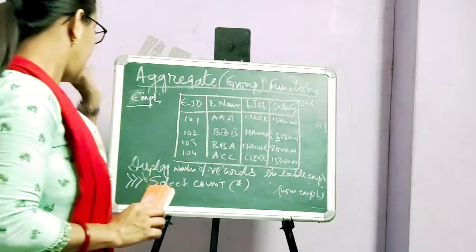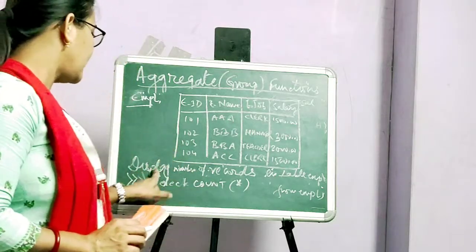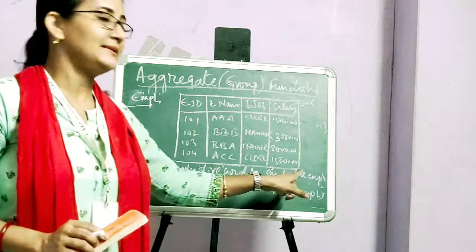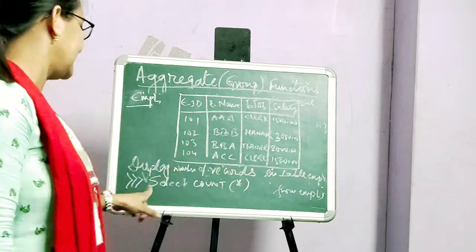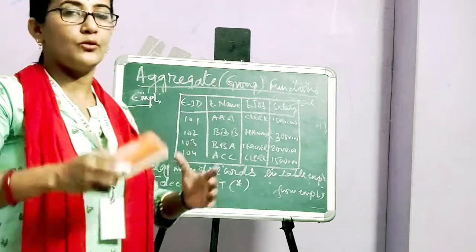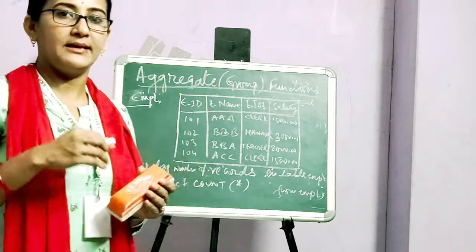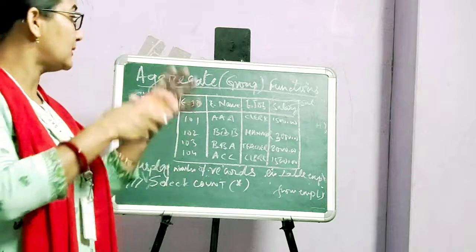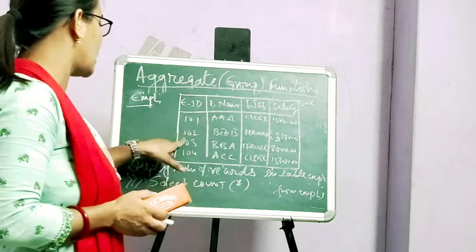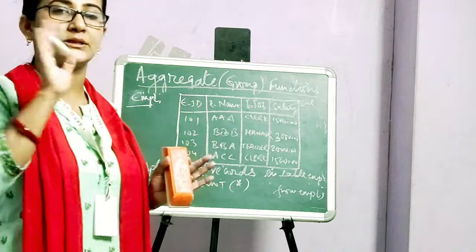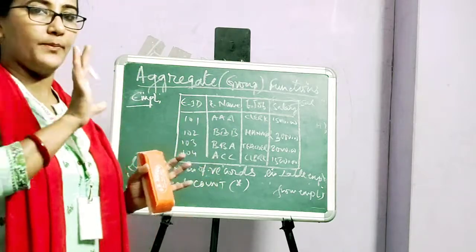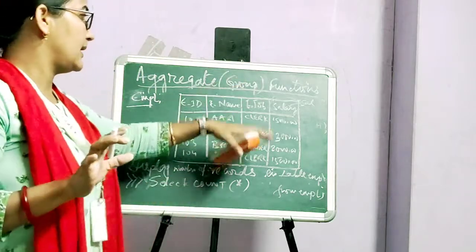Now see here, the question is to display the number of records in table EMPL. Then what do we have to write? We have to count the number of records, isn't it? We have to write the total number of records. So how many records are here? 1, 2, 3, 4. Means we have to display that total records are 4. Four people's records are there in this table.